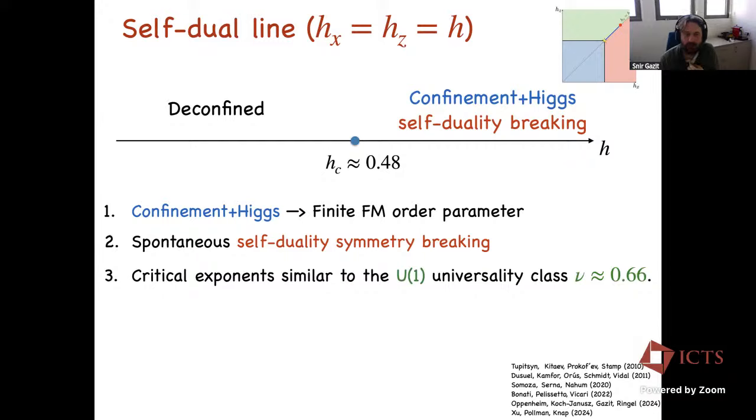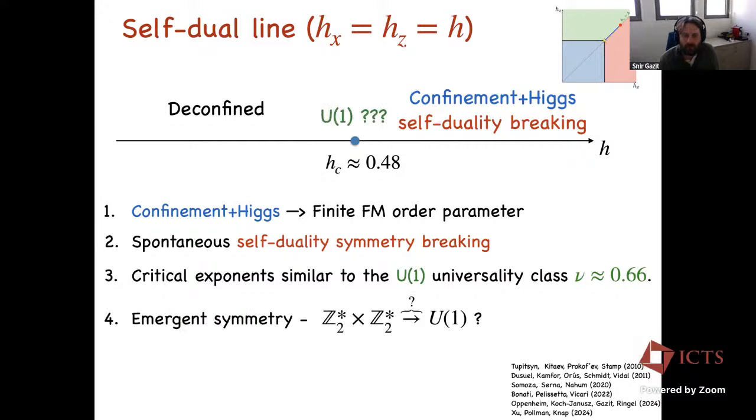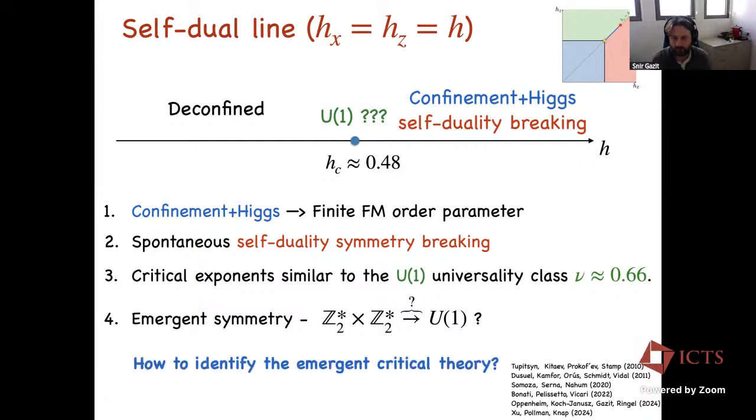Now, quite interestingly, it seems that the critical exponent of the transition is very similar to the U1 universality class. So nu is roughly 0.66. This has led to many conjectures, that it is possible that we have kind of an emergent symmetry at the critical point, that somehow those two Z2 star transitions combine together to give me an XY or U1 universality class. Of course, this is a very difficult statement to make without any knowledge of the underlying field theory description of the transition.